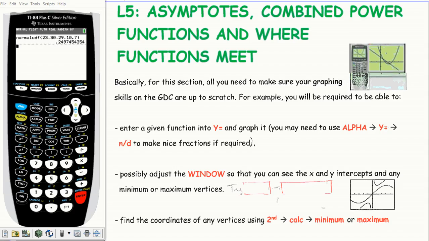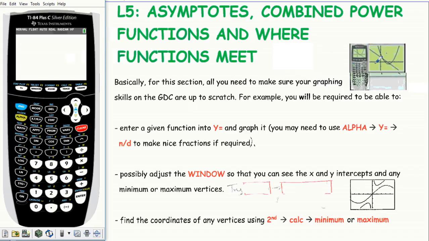So we're on to the lesson about asymptotes, combined power functions, and where functions meet. You'll be using your GDC to do a lot of graphing today, so make sure to have that handy. Basically for this section, all you need to do is make sure your graphing skills are up to scratch on the GDC. You've done a bit of graphing in the past, like in IB1, and maybe a little bit when you did sequences and series, finding intersection points. And you might have done a little bit of it when you did coordinate geometry. So it's basically just graphing and being really accurate and being really good at adjusting the window so you can see intersection points and intercepts and stuff like that.